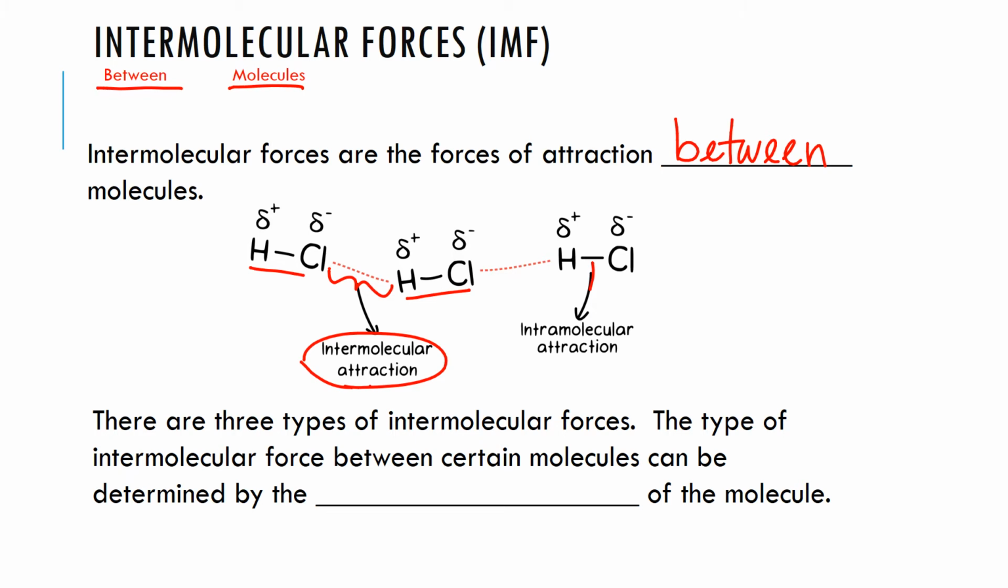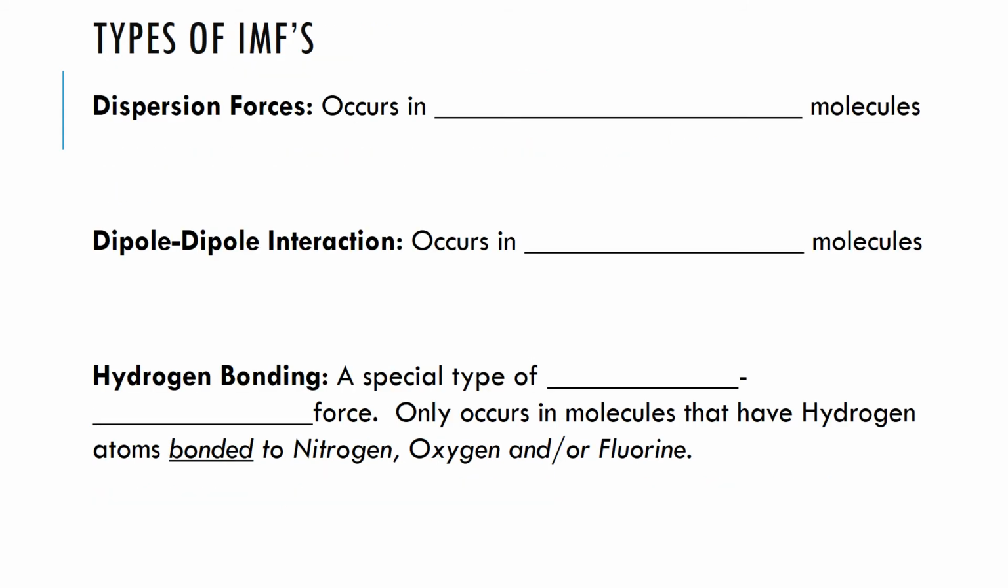So there are 3 types of intermolecular forces, which are often abbreviated IMF. The type of IMF between certain molecules can be determined by the polarity and bonding of the molecule. Of the 3 types of IMFs, the first is dispersion forces. Now dispersion forces are the only intermolecular force in nonpolar molecules. So if your molecule is nonpolar, the strongest intermolecular force is dispersion.